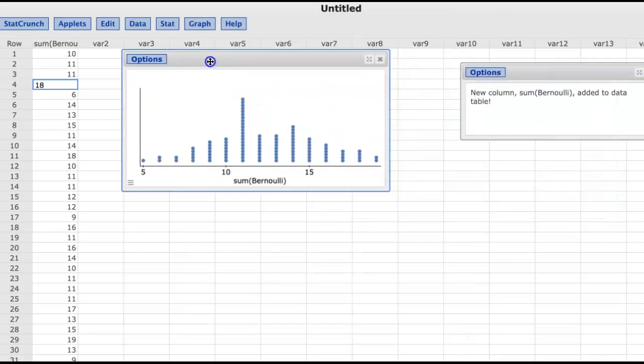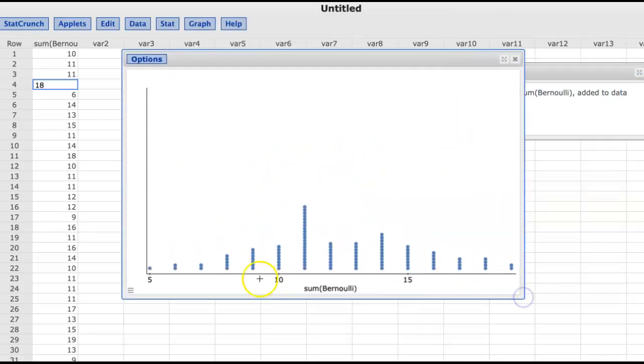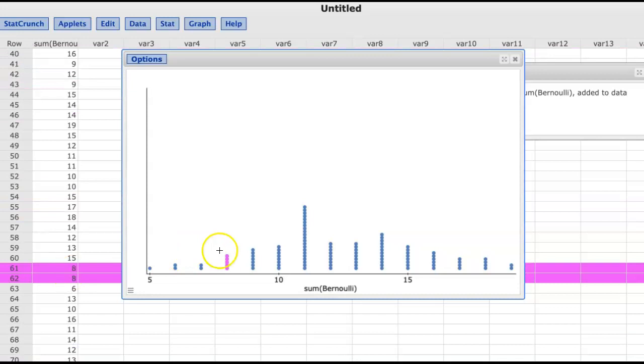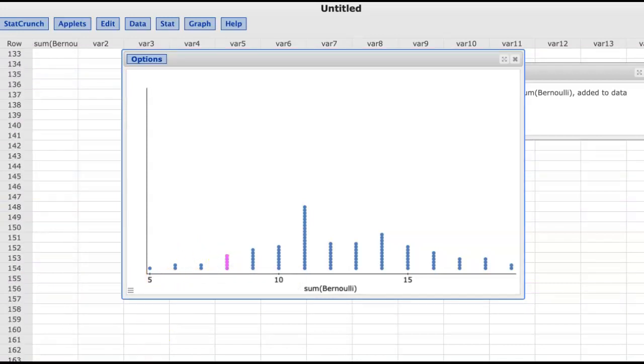Now, due to simulation, they're not always going to look the same. If I find 8 here, which is right here, so this is a sum of 8, and I highlight there, in this case I'll get 5 out of 100, which is 5%. But this is just a quick reminder of how we can use StatCrunch as a really powerful tool to calculate very complicated probabilities.